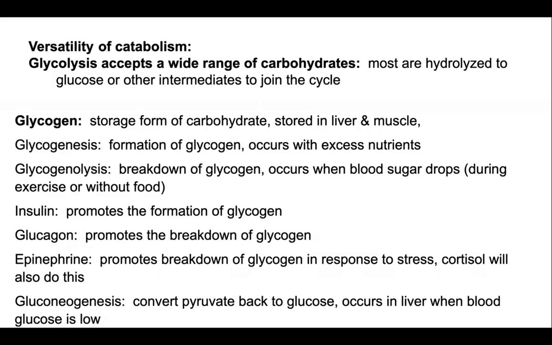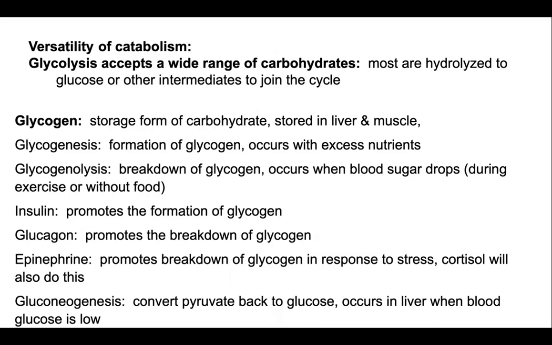Glycogen is a storage form of carbohydrate. We store this in the liver and muscle. So glycogenesis is the formation of glycogen. You'll do this when there are excess nutrients, more than what you need to use immediately. You will store some of it. Glycogenolysis literally means lysis of glycogen, breaking down the glycogen. So when the blood sugar drops during exercise or when you're without food, this would be one of the places that you will turn to get a little bit of that back.